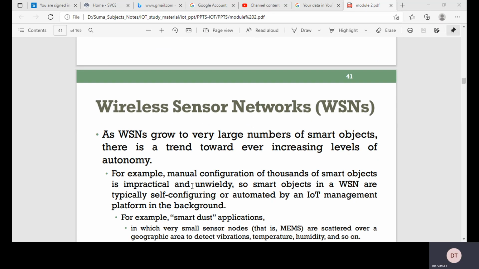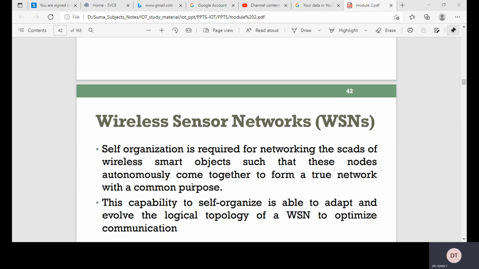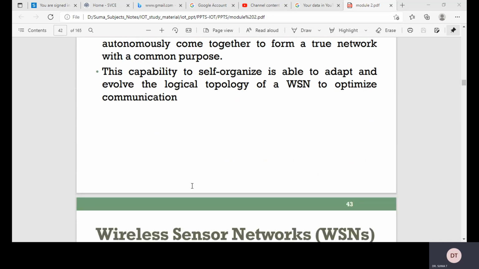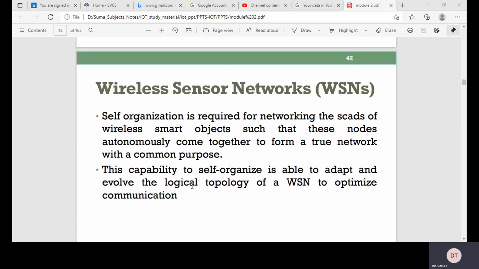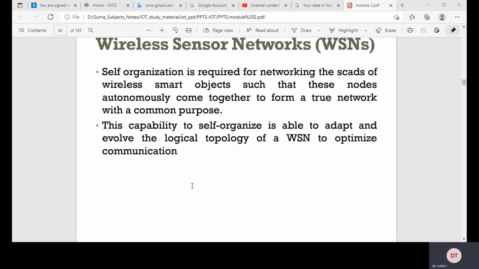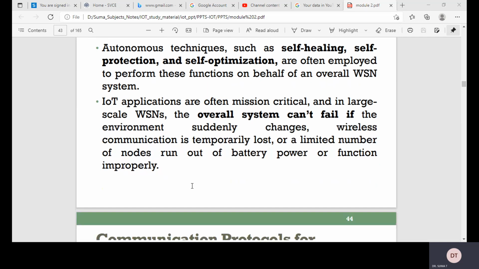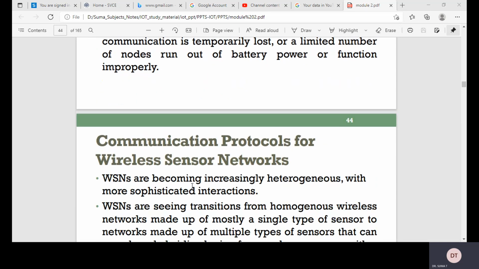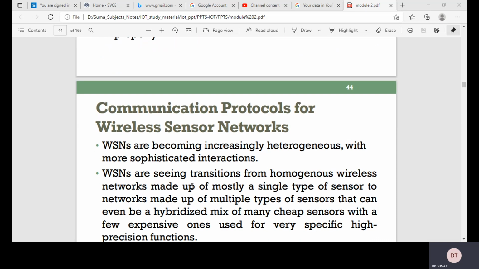Then these wireless sensor networks grow to very large numbers of smart objects that trend toward increasing levels of autonomy. Self-organizing is required for networking the smart objects. This capability of self-organizing is able to adapt and evolve the logical topology of the wireless sensor network to optimize communication. Okay. So wireless sensor networks are becoming increasingly heterogeneous with more sophisticated interactions.